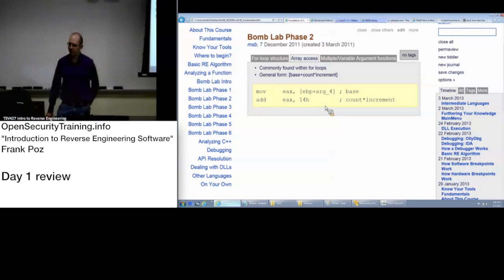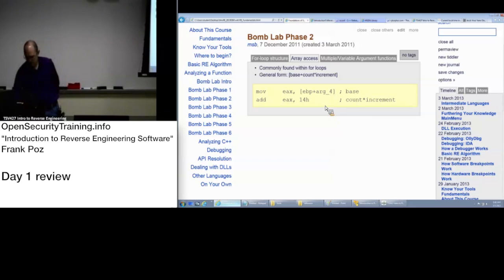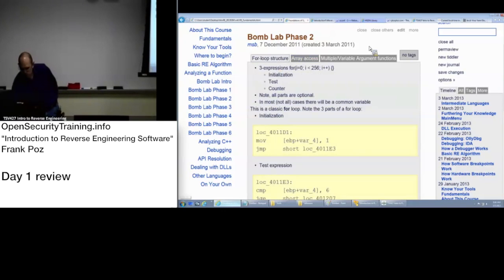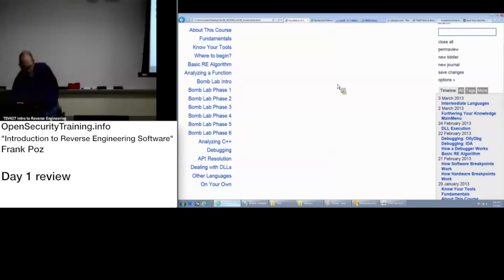Not saying that you're going to have to remember what that looks like for the next phases. But will we have to remember what that looks like for the next phases? Maybe.